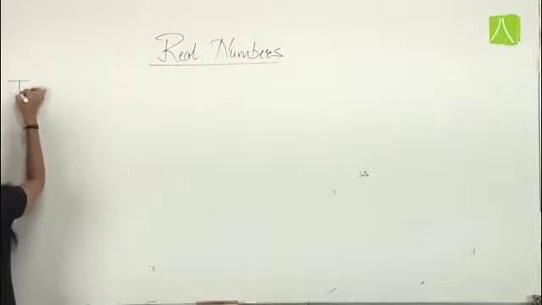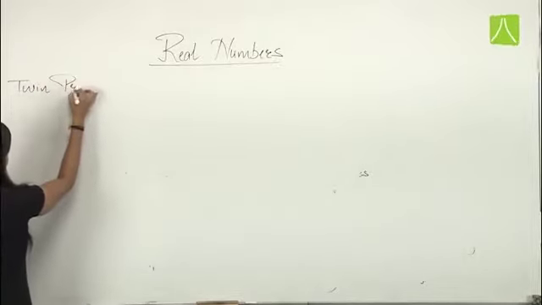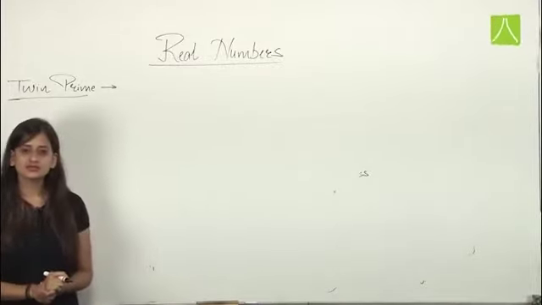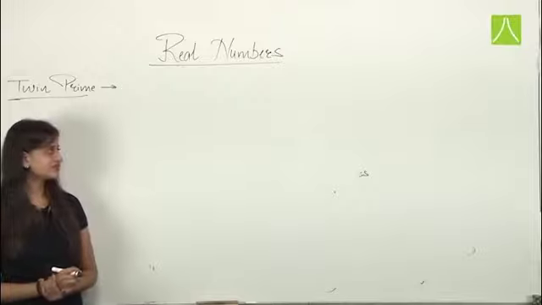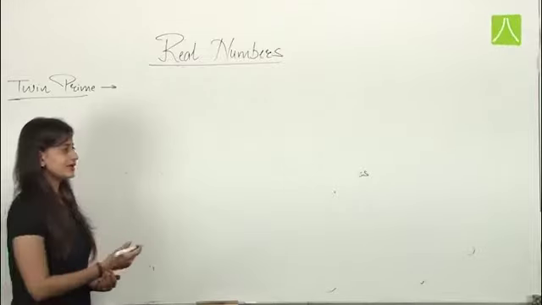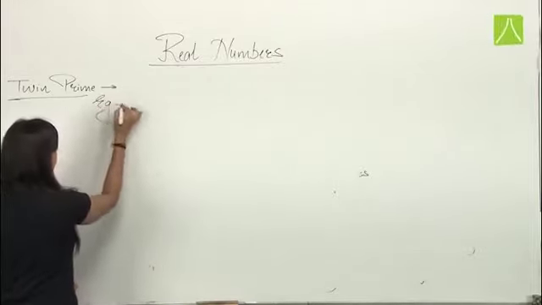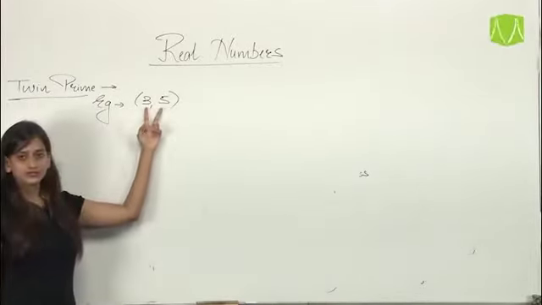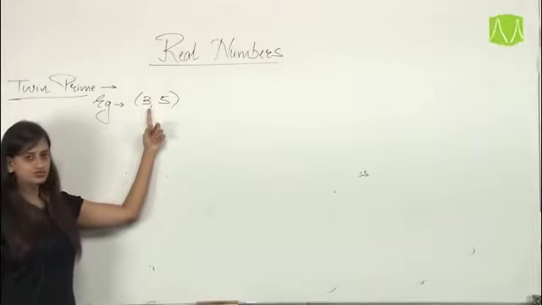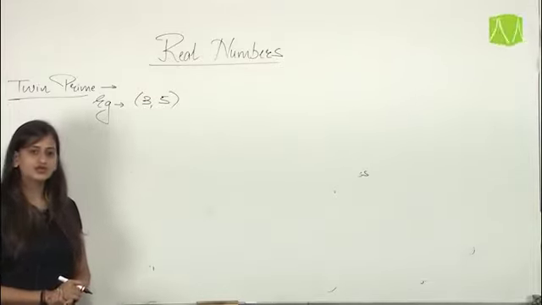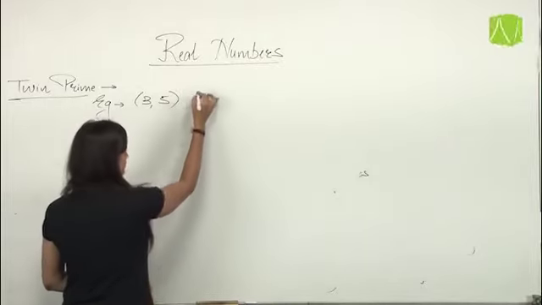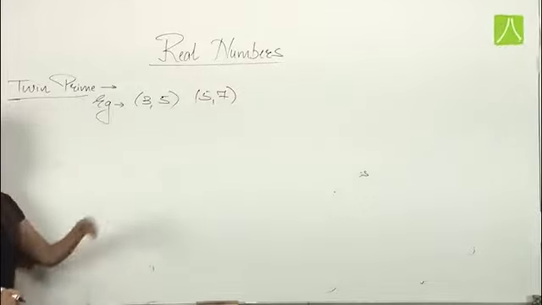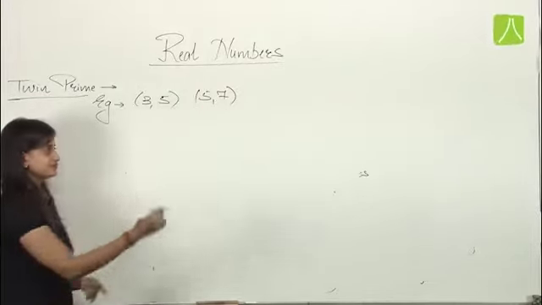Next is twin prime. Twin prime numbers are two prime numbers whose difference is 2. Example, 3 and 5. These two numbers are prime and have a difference of 2. Therefore, these two numbers are twin prime numbers. Next, 5 and 7. These two prime numbers have a difference of 2. Therefore, these are also twin prime.